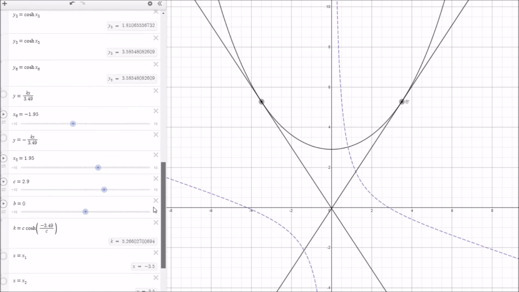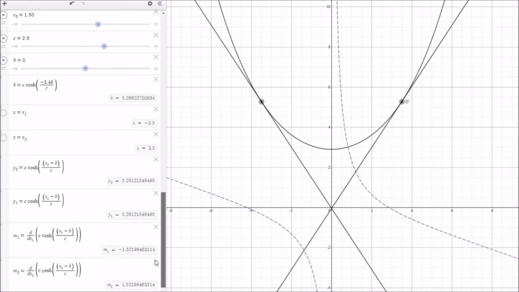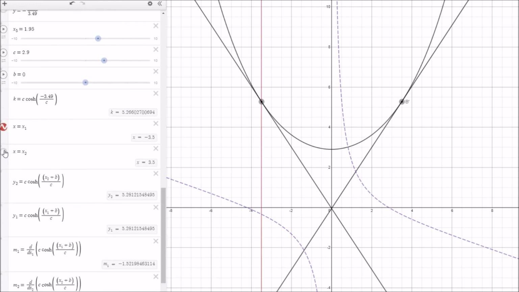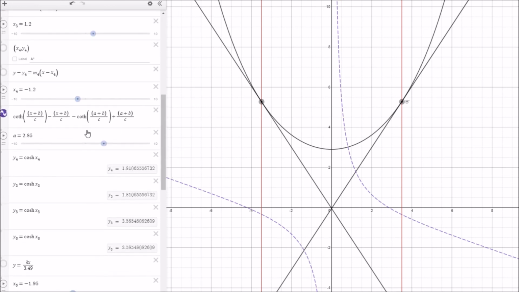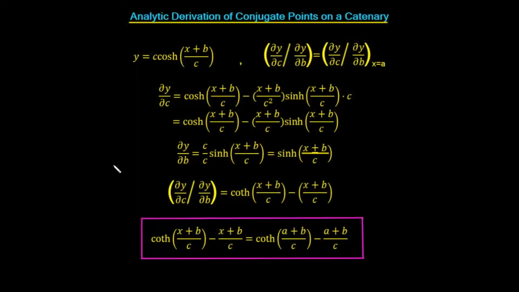Okay, so again we can just look at our lines. So that's our two lines there, and we can line up our function here, and you can see it's lined up there. So this x coordinate here for this conjugate point is going to give us the x coordinate for the other conjugate point. So it does work. So I think that's enough for our conjugate points on a catenary.